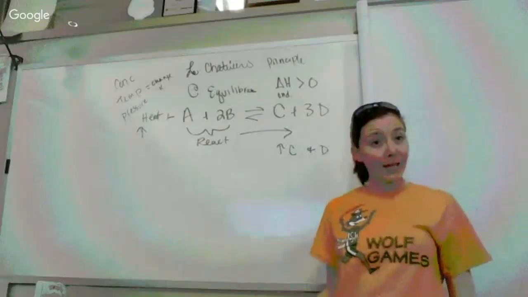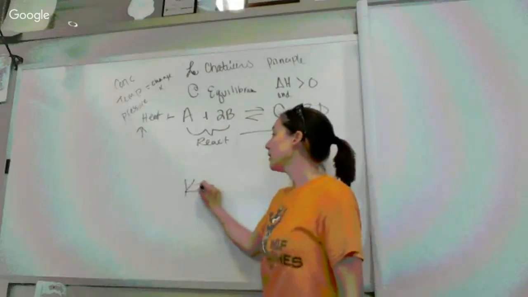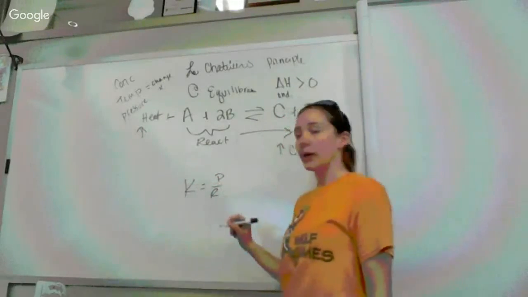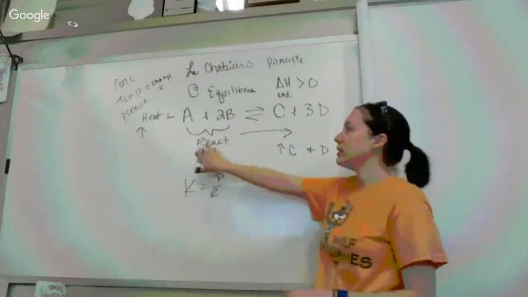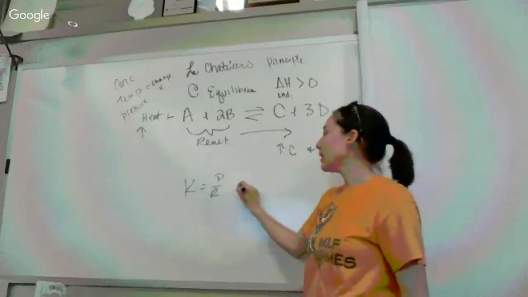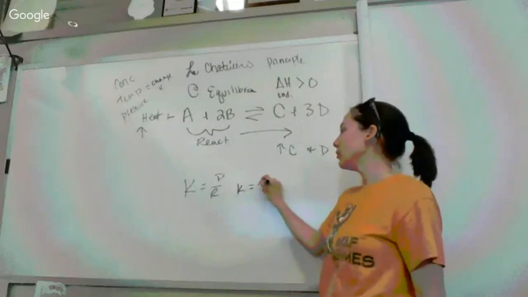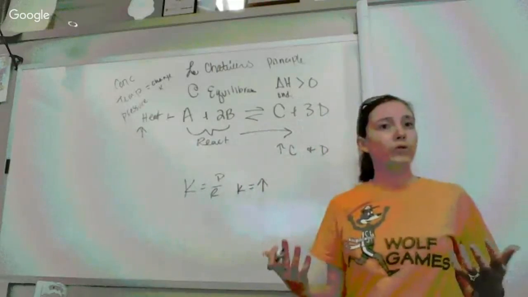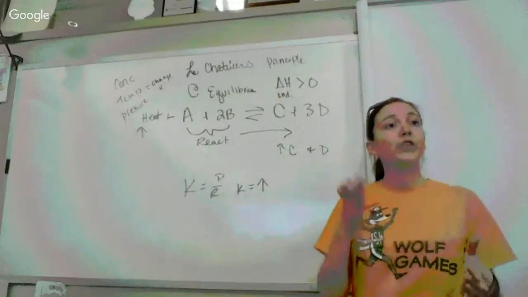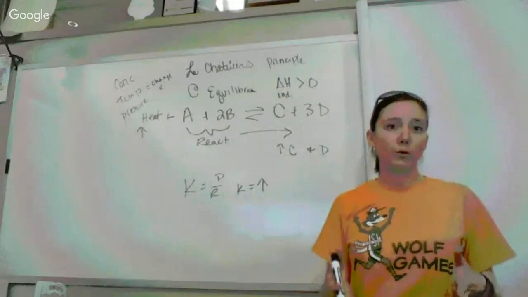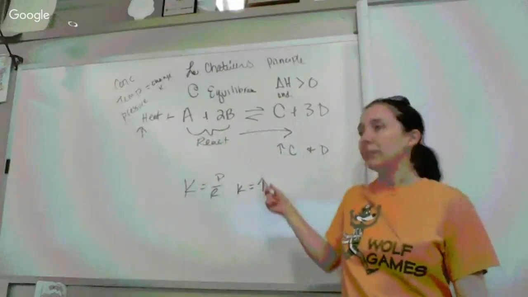So what's that going to do to my K value? Remember, K is products over reactants, right? So if I've now increased my products and decreased my reactants, then my K value is going to do what? Increase. And one thing to help you remember is that for an endothermic reaction, temperature and K always change in the same direction. So if my temperature went up, my K goes up.